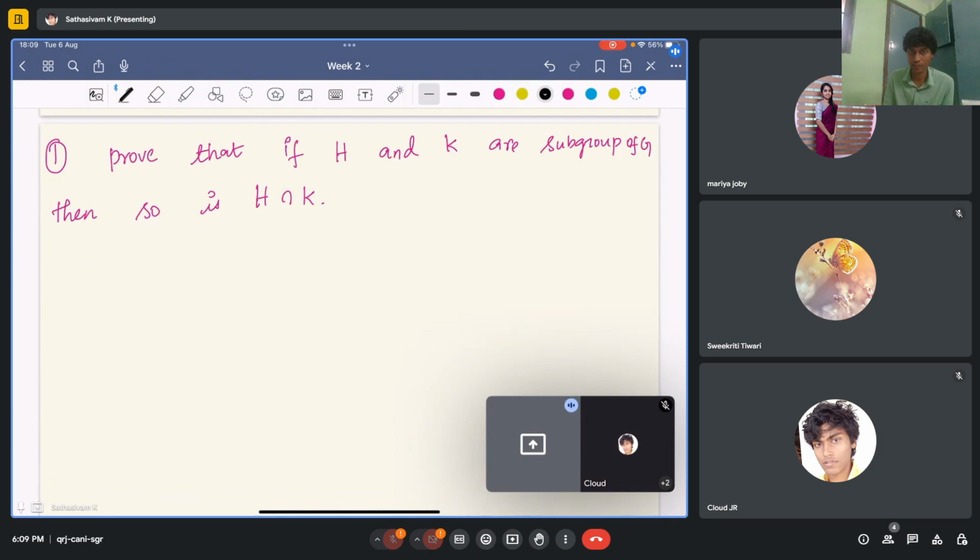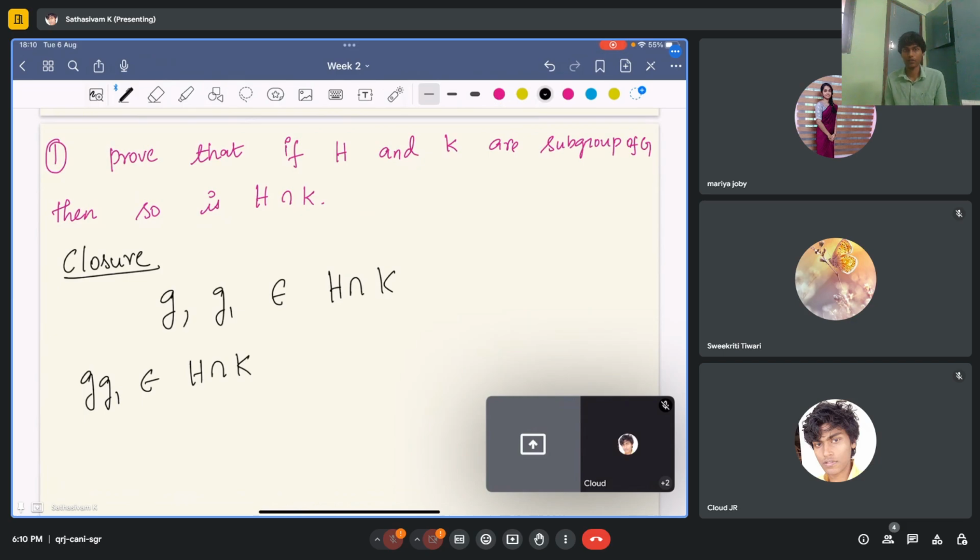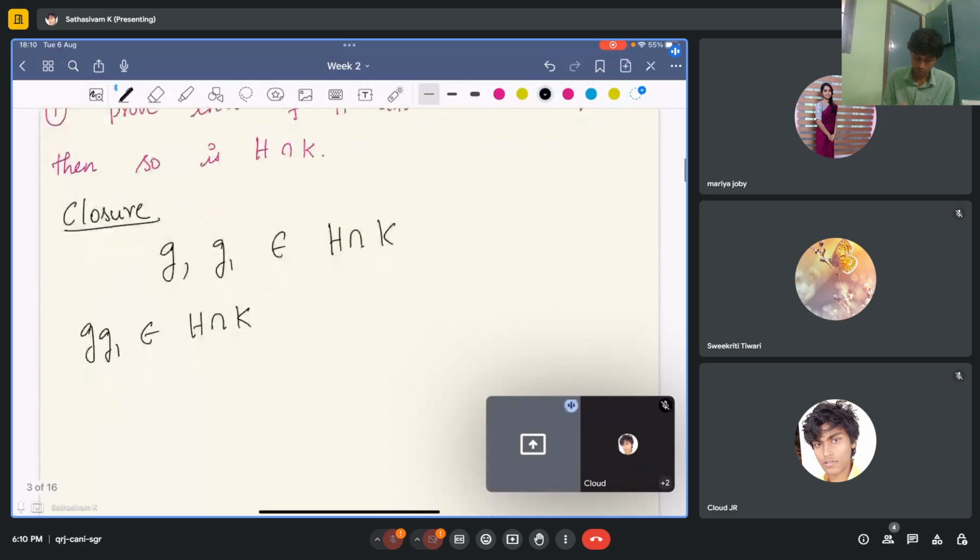So in order to prove that, what are the things you want to prove? You want to prove all the four properties, right? So let's start with them one by one. Let's start with the closure. Here what we want to prove is, suppose g, g1 belong to H intersection K. So we want to prove that g g1 also belongs to H intersection K, right? So this is what we want to prove.